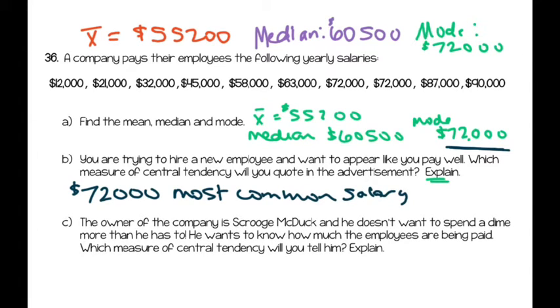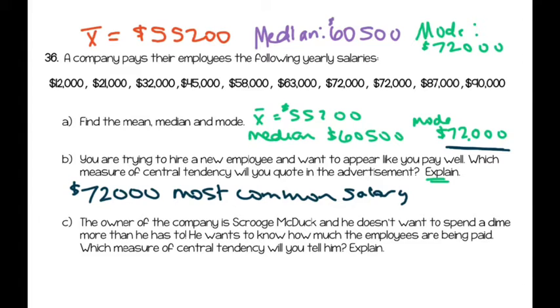Okay, you can say more people get $72,000 than any other salary. That's true. If somebody quotes the mode to you, I probably wouldn't be that persuaded though. But anyway, you could say something like that. You just don't want to say something like most people get $72,000, because we're not talking about most people.